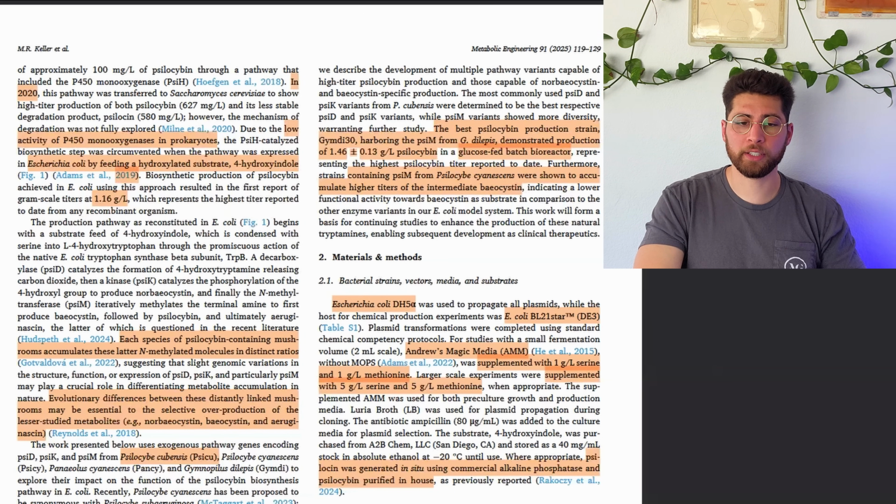Okay, but the downside of using bacteria is they are not good at expressing these P450 enzymes, which are genes that are only found in eukaryotes, as far as I understand. And so for an E. coli, you have to feed the precursor, this 4-hydroxyindole compound, which potentially is kind of costly and kind of difficult to get your hands on.